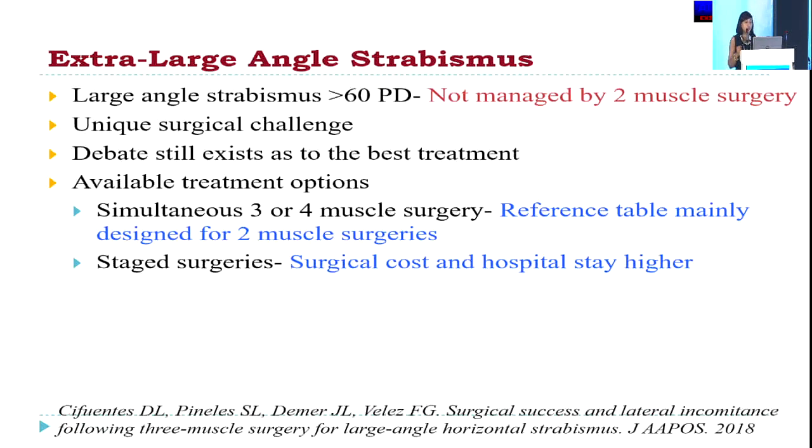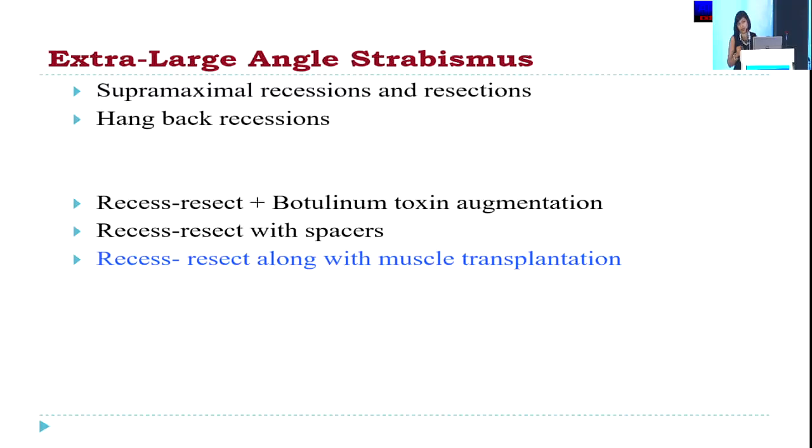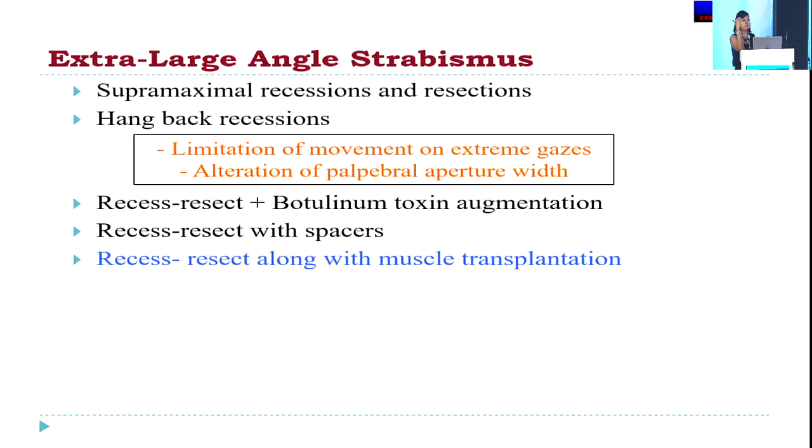Then, a second option could be you could do a staged surgery, one eye, later on followed by the other, but the surgical cost and the hospital stay become higher for the patient. And if the patient is one-eyed, then there is definitely unwillingness for the fellow or the better eye surgery. So then what can you do in these cases? Well, you can do extra recessions, which is supramaximal recessions or hangback recessions. But there is a risk of creating incompetence by doing these surgeries.